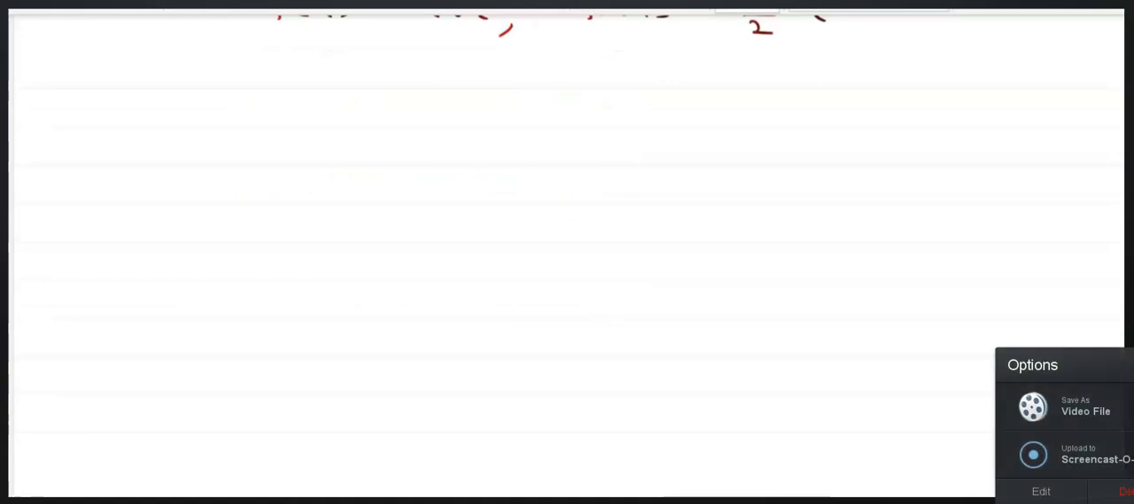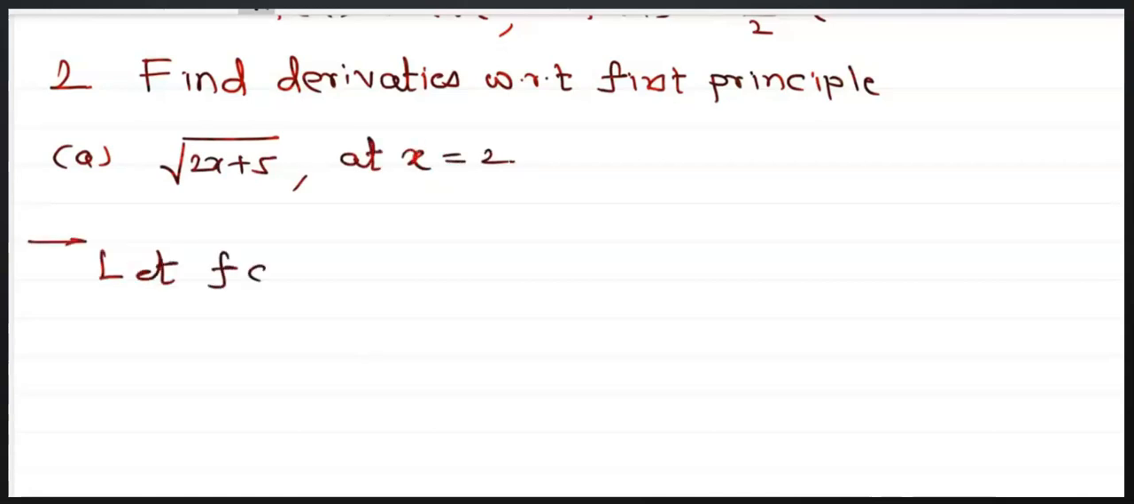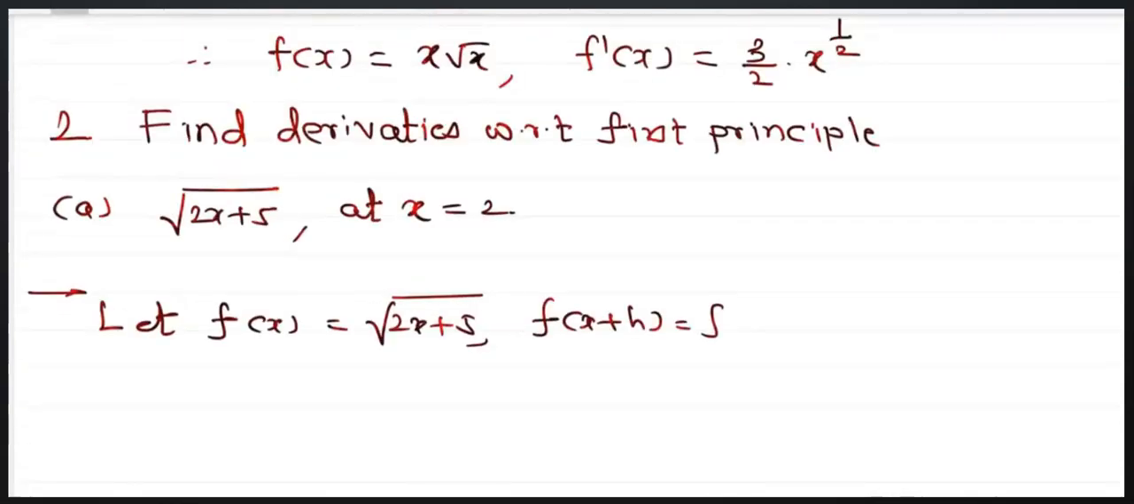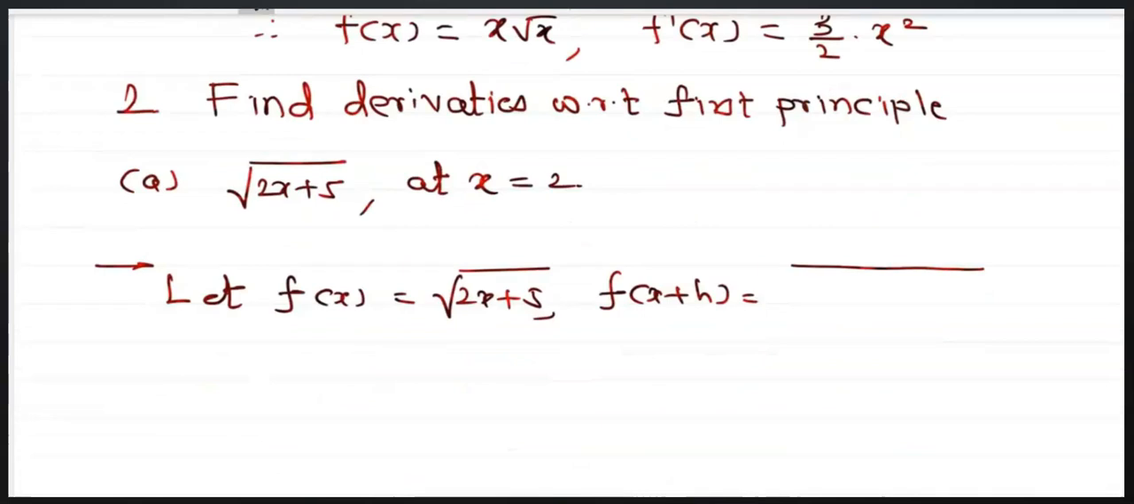Now next, find the derivative with respect to the first principle, that is root of 2x plus 5 at x is equal to 2. Now by the definition we will find out the first derivative and then replace x with 2. That is the proper way.